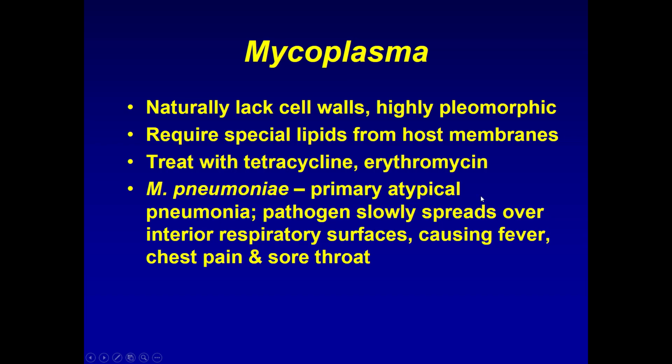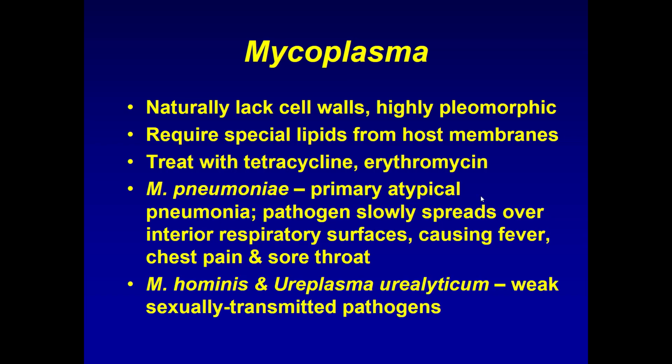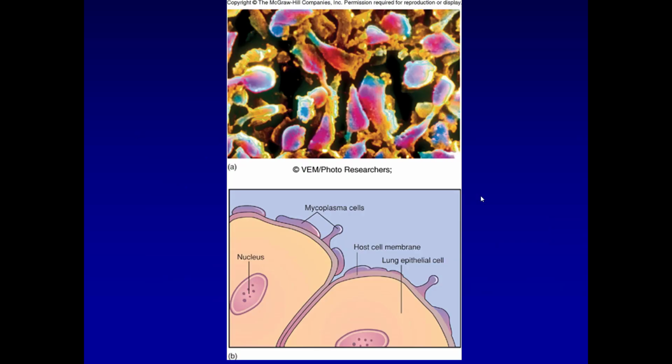Now I'll show you a picture of that in a second, but what you're going to see is that the pathogen slowly spreads over the interior respiratory surfaces, causing fever, chest pain, sore throat. But this is going to be a slowly progressing pneumonia, not like the rapid onset of pneumonia that we're usually used to. Then we don't need to know about these other mycoplasmas, but there are some others that are sexually transmitted.